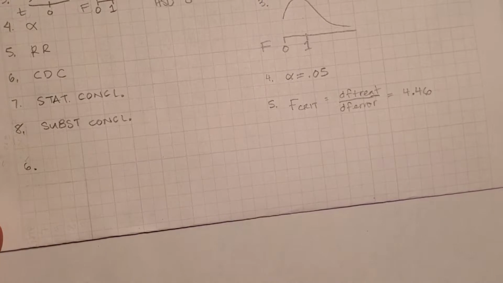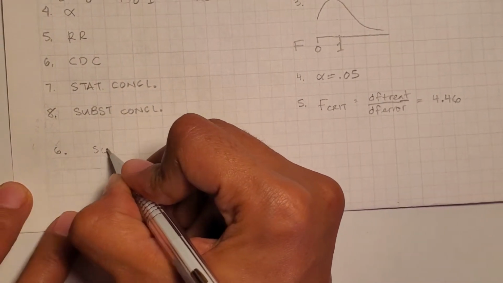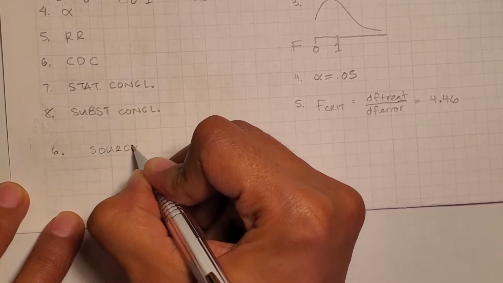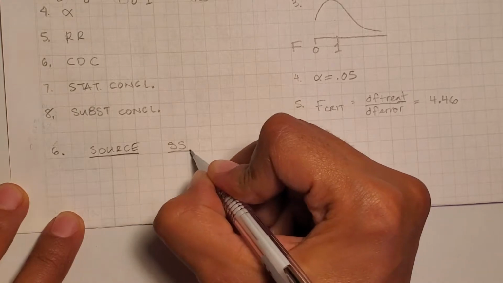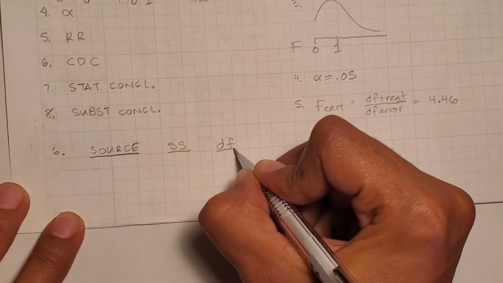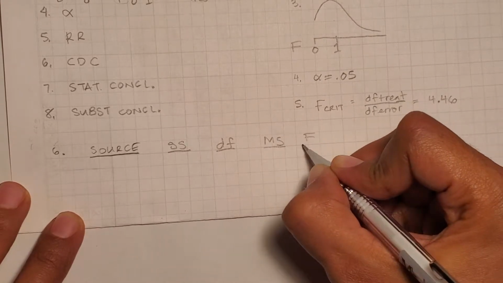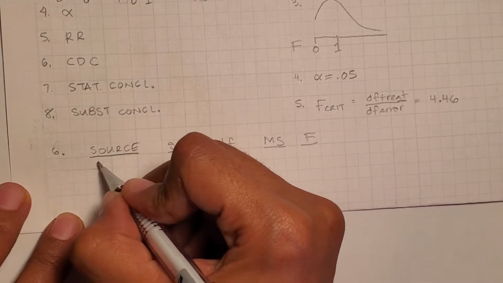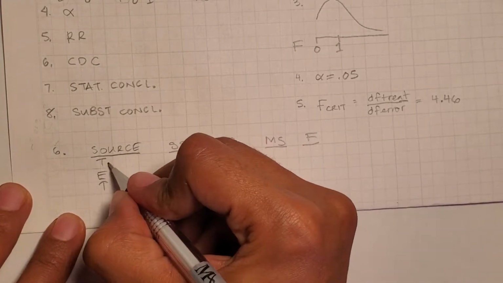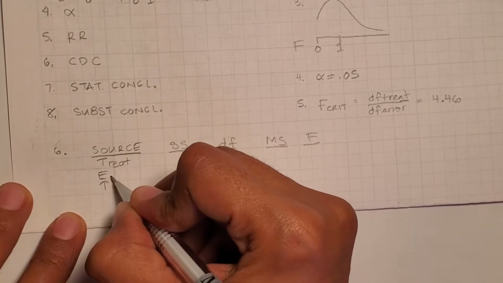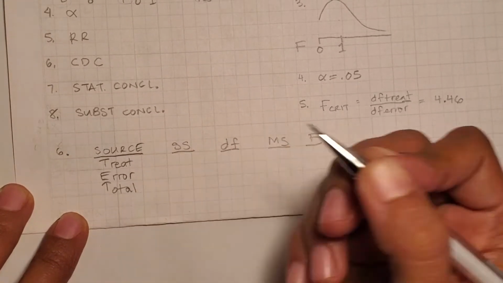Step 6. For step 6, we're going to draw another chart. It'll be source, SS, DF, MS, and F. For the source, I always remember it's TET. So we start off with treatment, error, and we end with our total.